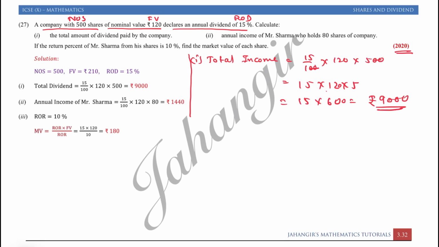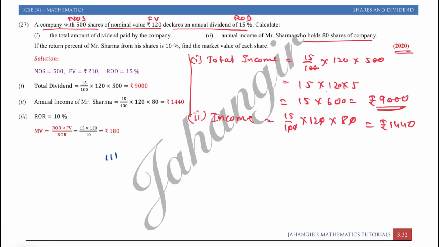Now in the second part we have the annual income of Mr. Sharma who holds 80 shares of the company. So again income for Mr. Sharma is ROD 15 upon 100 into face value 120. Now we will calculate income for 80 shares. 12 12 is 144 rupees, 1440.